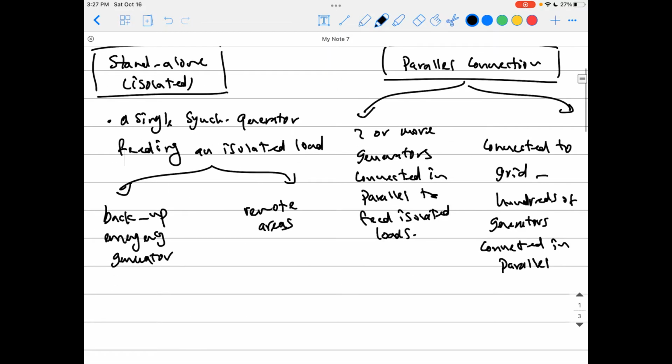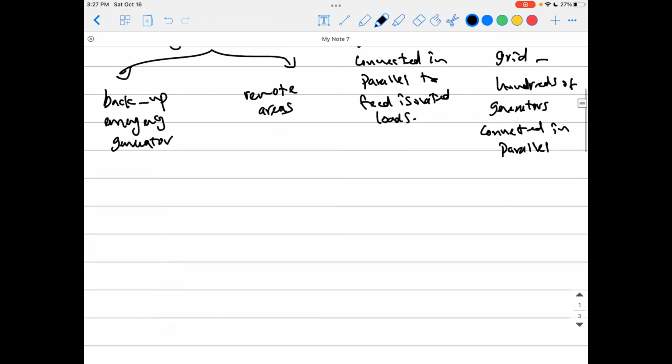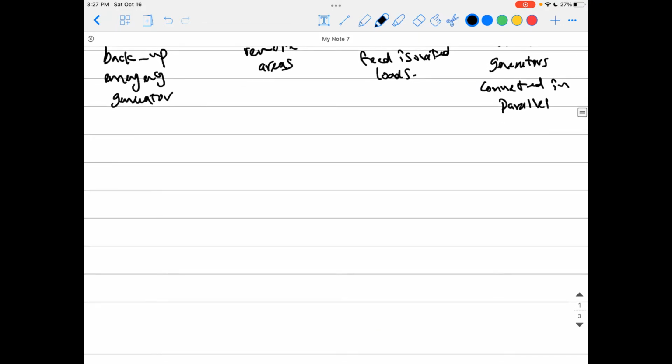Okay, we started talking last time about the standalone mode. We used the equivalent circuit and tried to quantify what's happening, and looked at what happens if the load changes with just one generator connected to it trying to feed it. So that was last time, just the standalone mode. For now, we will start talking about the parallel operation.